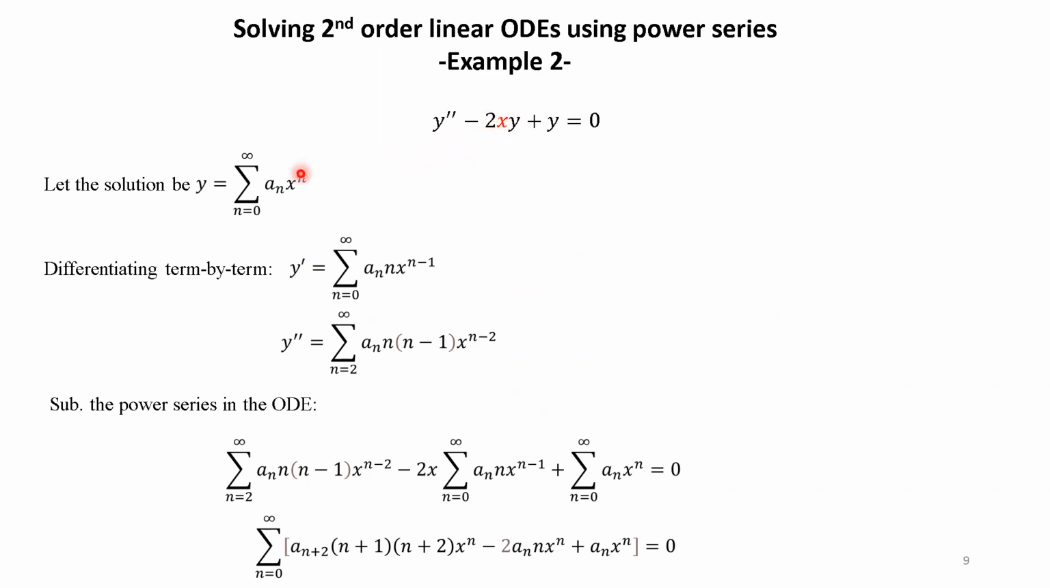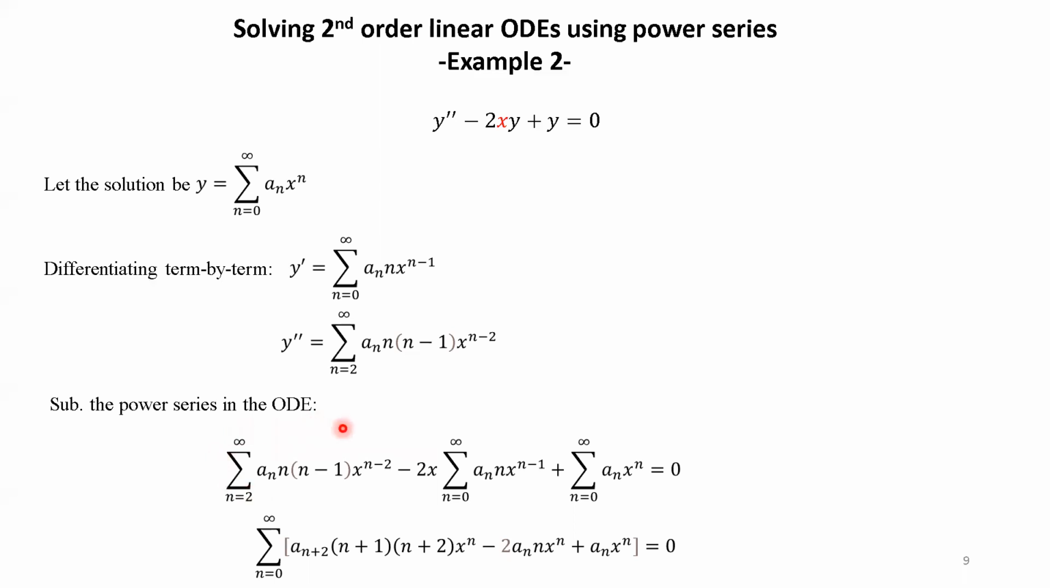But the same idea. You again assume that the solution takes this form over here, and then you differentiate it term by term, so y prime over here, y double prime over here. The procedure is nothing different from what I just showed you in the last example. Now I have this y prime, y double prime series, and then I just put everything back into the ODE, and then I got this.